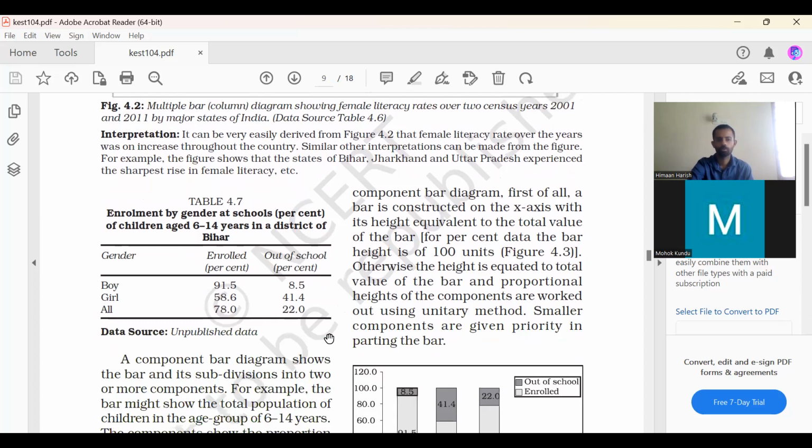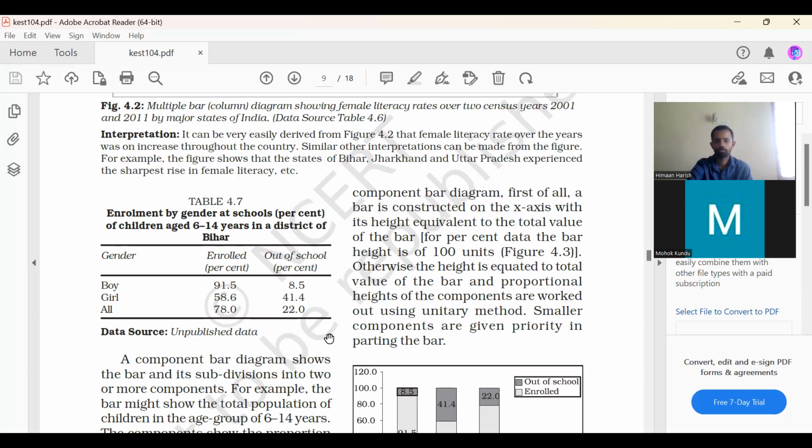Table 4.7 depicts the enrollment by gender in schools, in terms of percentage of children aged 6 to 14 years in a district of Bihar. So the genders are boys, girls, and all, which is boys and girls together. Enrolled children are given in terms of percentage, and out of school or school dropouts are also given in terms of percentage. So 91.5 percent of boys are enrolled in school, and 8.5 percent dropped out of school.